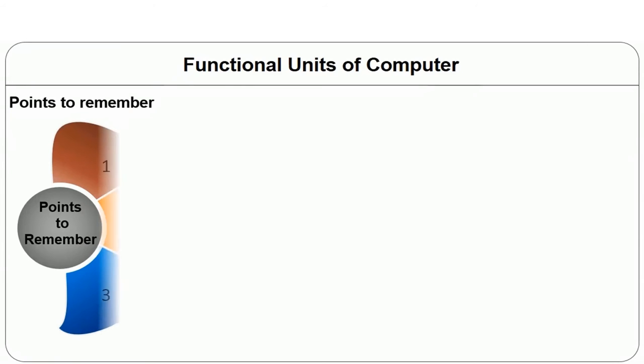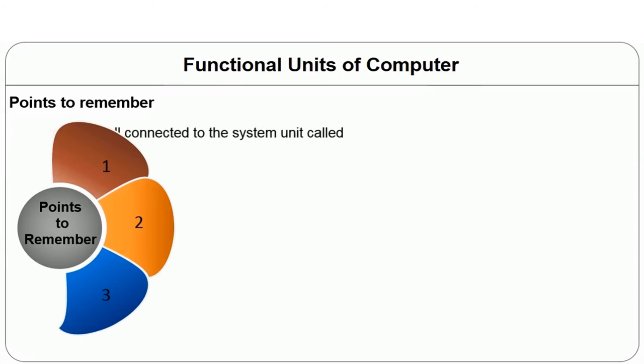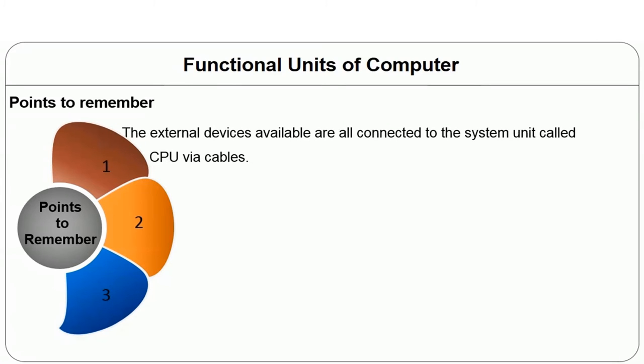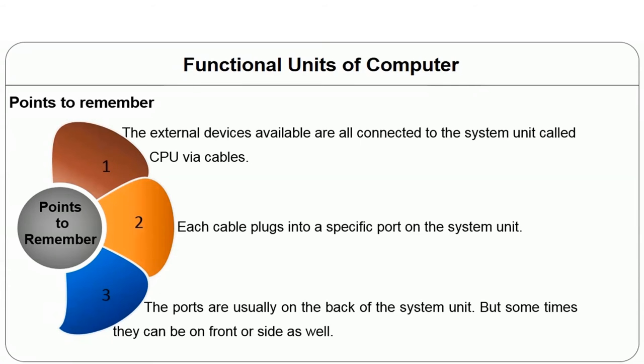Here the points to remember are: the external devices available are connected to the system unit, called the CPU, via cables. Each cable plugs into a specific port on the system unit. The ports are usually on the back of the system unit, but sometimes they can be on the front or side as well.